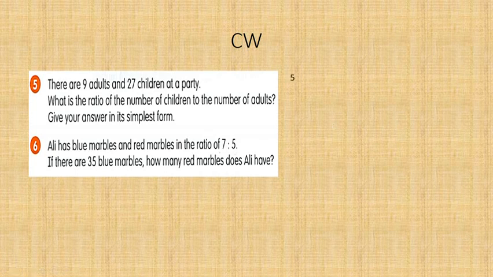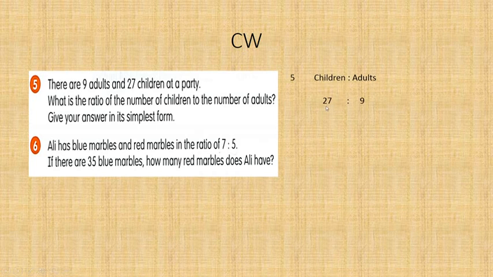Okay, question number 5 here. There are 9 adults and 27 children at a party. What is the ratio of the number of children to the number of adults? Give your answer in the simplest form. So first, he just asked about the ratio of the number of children to the number of adults. So children first, so I have to write it down in this order. Children to adults. So how many children do we have? 27. And how many adults? 9. So write it down: 27 to 9. And then I have to simplify.